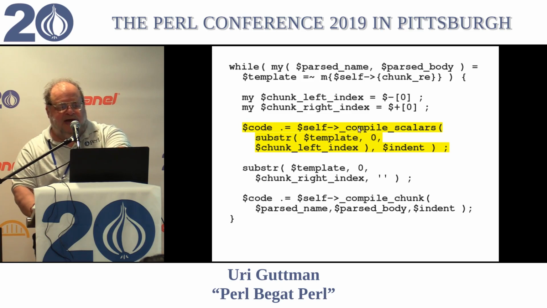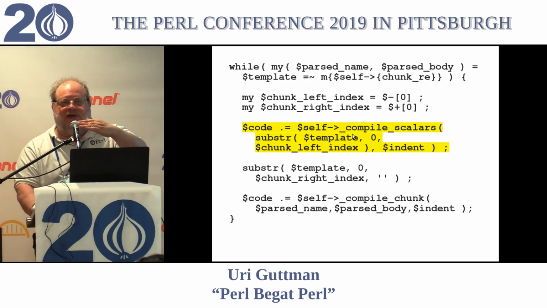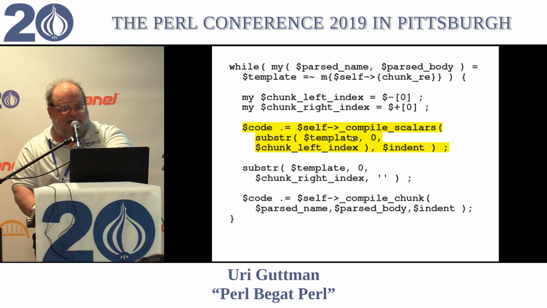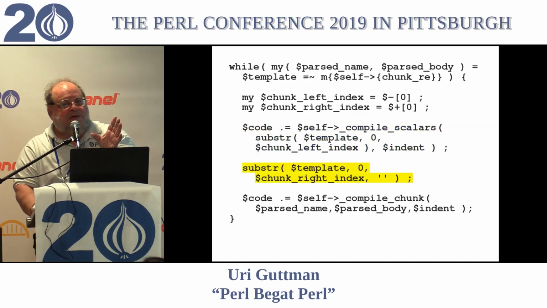I call compile scalars on the left side. Everything before a given chunk is only contained text and scalars because I'm looking for the chunk in the regular expression. So I basically compile the scalars for that, append it to the code, and the text I'm passing there is the template that I got passed in, starting at 0 up to the left index, just before the chunk starts. And I give it the indent. So the substr is the part that's before the currently matching chunk.